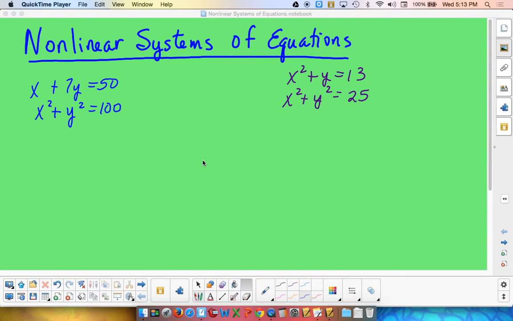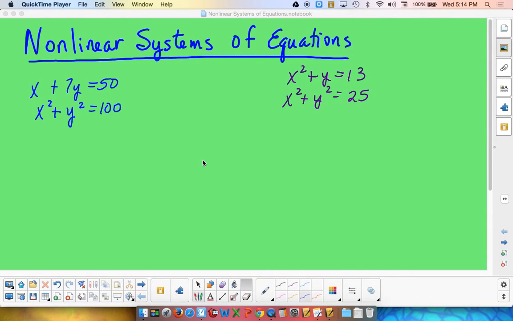Now we're ready to solve nonlinear systems of equations, meaning equations that do not form straight lines and intersect. They're going to have exponents in them or other fun functions such as exponential and logarithmic functions. You can still solve them with substitution or elimination, but it means the algebra to get to the final answer may have a few extra steps.